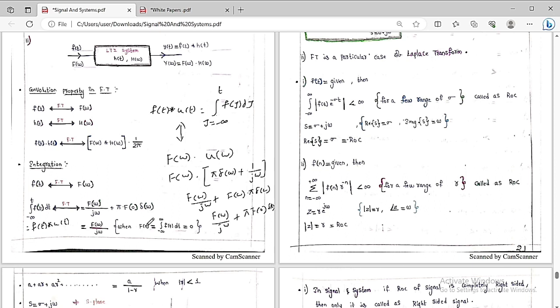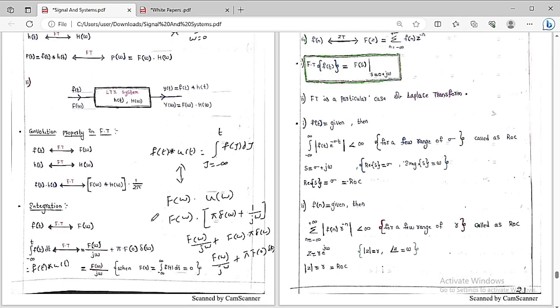So F of 0 is the integration of f of t dt. If this value is 0, then that term rules out and only this one remains. What is the meaning of this? When the area under the time domain graph is equal to 0, then F of 0 is equal to 0. So we get this one, and you have to keep this in mind. All these properties I have already discussed in detail, but finally I have given a summary of these things.